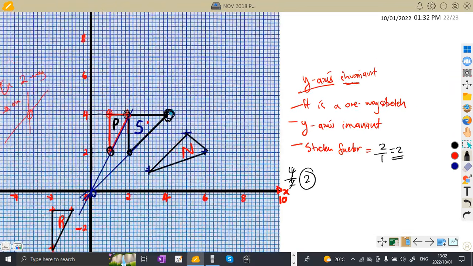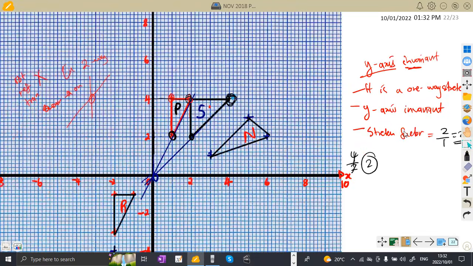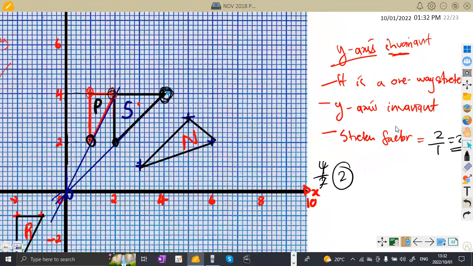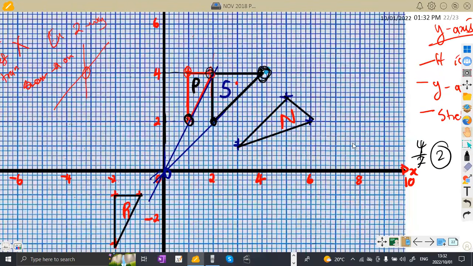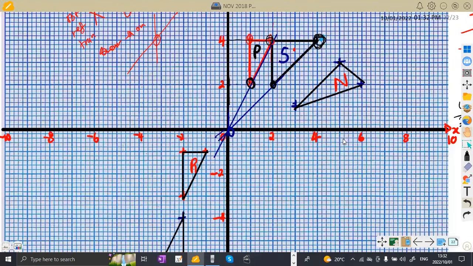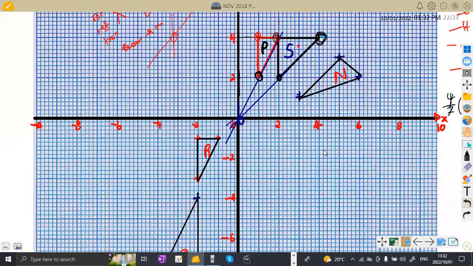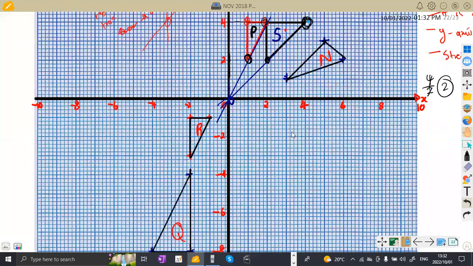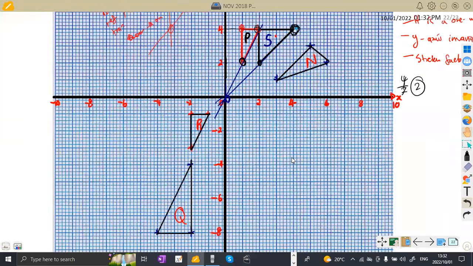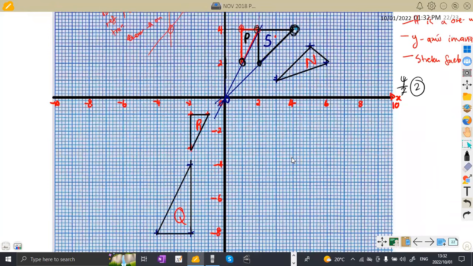So this one was a stretch, which is a one-way stretch, with the y-axis being the invariant line and the stretch factor being 2. So that's how these questions can be asked. They will ask you to describe the transformation. All you need is to understand the information that you're given. But anyway, guys, that is how this question was going to look like, or how we're supposed to answer this question.